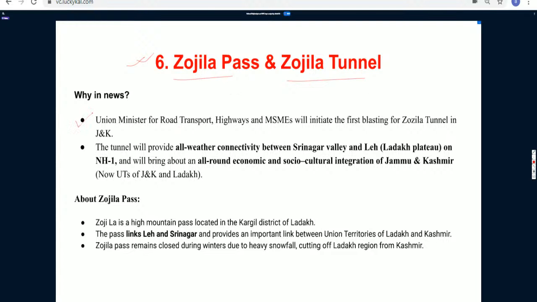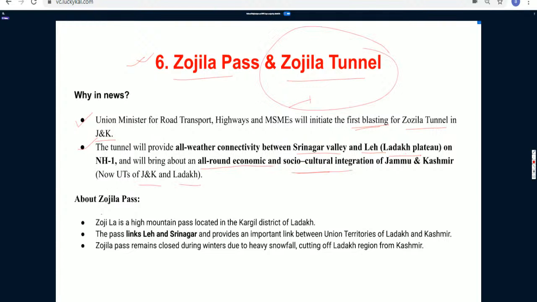Recently the Union Minister for Road Transport and Highways, and MSME, Mr. Nitin Gadkari, will initiate the first blasting for the Zojila Tunnel in Jammu and Kashmir. Blasting means, if there is a mountain and we want to build a road, it is done by the Union Minister for Road Transport and Highways for the Zojila Tunnel in Jammu and Kashmir. So the tunnel will provide plateau on national highway.